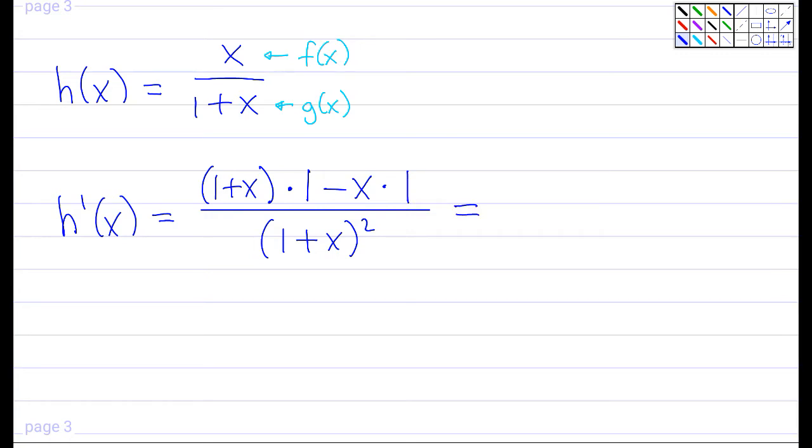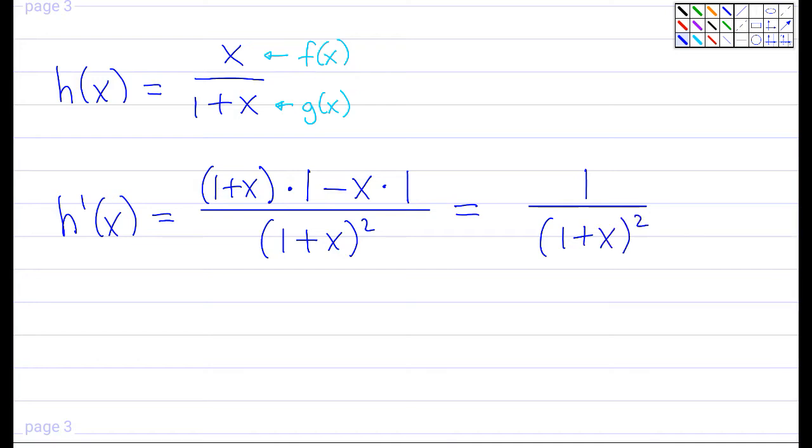If you look at the numerator here, I have 1 plus x minus x. That's what I get. 1 plus x minus x, the x's cancel, I just get 1. And my denominator, well, there's not much I need to do with that. That's the answer.